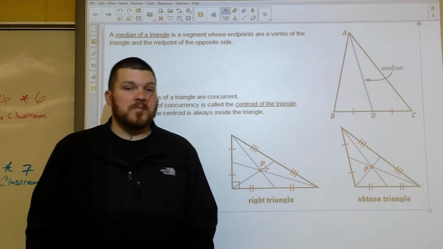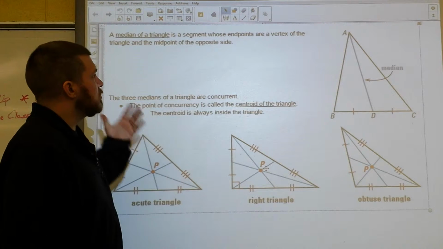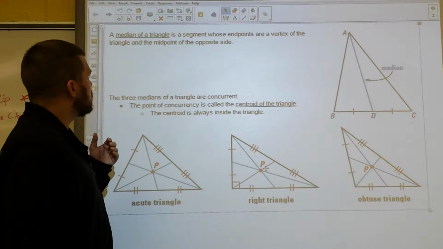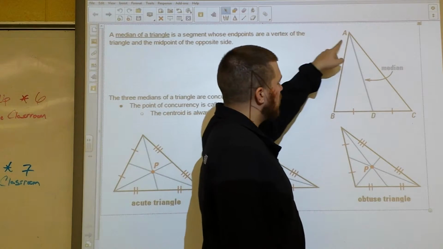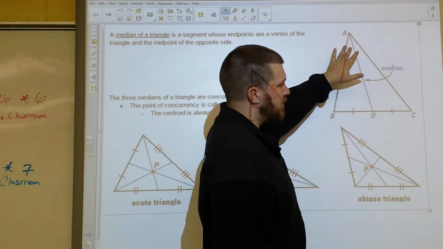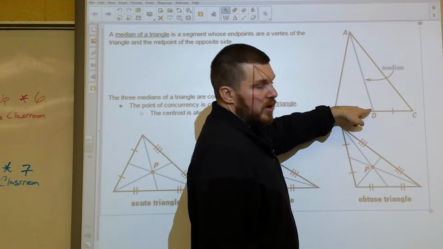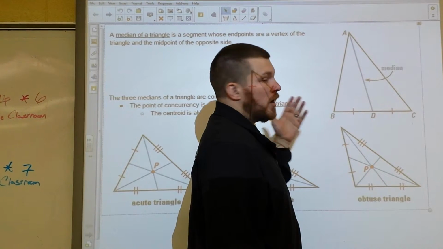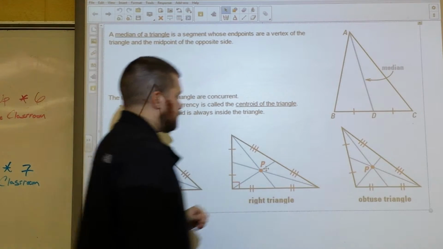So in this video we're talking about medians of triangles. Essentially, a median of a triangle is a segment whose endpoints are a vertex of the triangle and the midpoint of the opposite side, which we can see here in this picture. So this blue segment is one of the three medians of a triangle. Again, it goes from the vertex to the midpoint of the opposite side, and since every triangle has three vertices, there's going to be three medians.